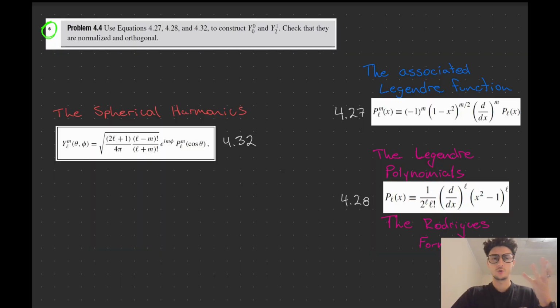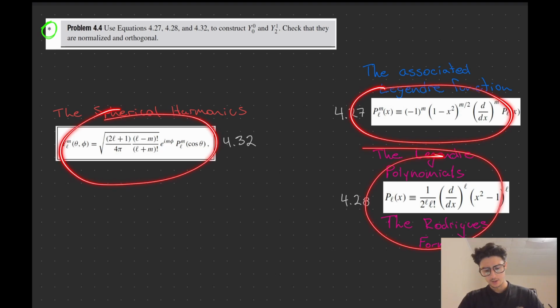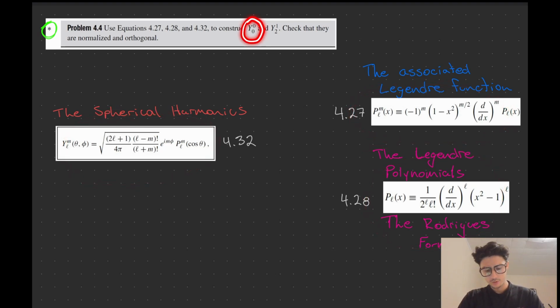The spherical harmonics are created by nested functions, and they are the solutions to the three-dimensional Schrödinger equation, specifically the angular part of that. And yeah, what more can I say about this? I mean, we're going to plot them in a future video. We're going to look at what they look like. But today, what we're going to do is use these three functions right here to construct the 0,0 and the 2,1 spherical harmonics.